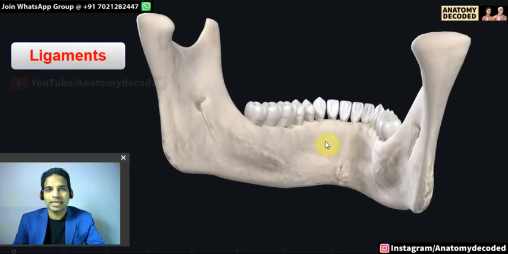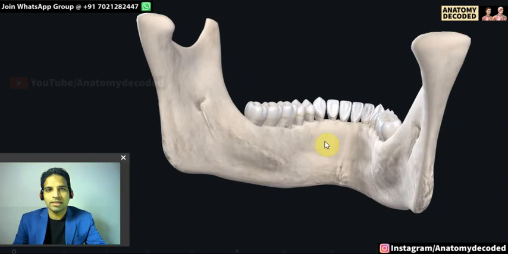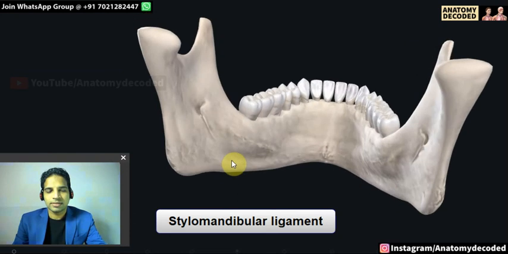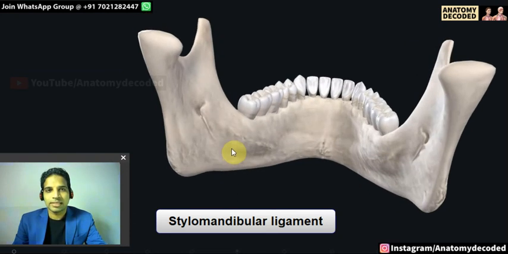Now let's learn about the ligaments attached to the mandible. There are four ligaments which are attached to the mandible. One is the stylomandibular ligament, which is attached along the angle of the mandible. The stylomandibular ligament is a modification of the deep cervical fascia.